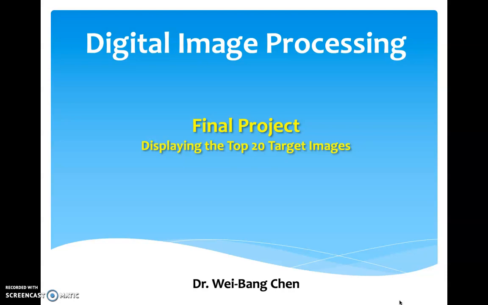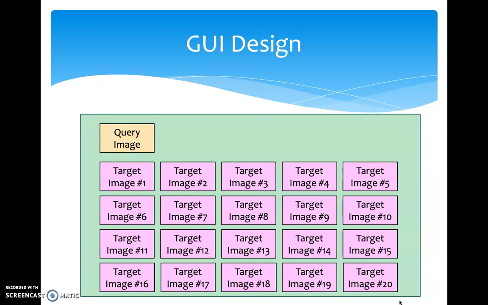In this video, we will introduce how to display the most similar top 20 target images retrieved. In order to display the retrieved top 20 target images, we design a graphical user interface (GUI) using a figure window. We display the query image in the top row, as shown in the yellow rectangle, and show the top 20 target images at the bottom as a 4-row by 5-column grid. The GUI can be simply created using subplot in MATLAB.